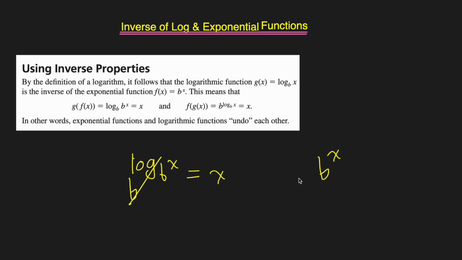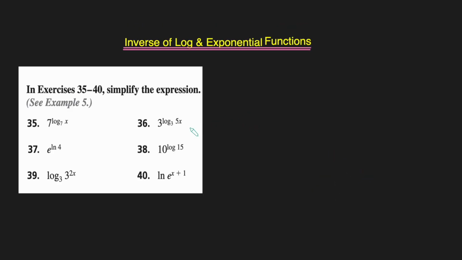On the other hand, if we have an exponential function, b to the x, and we need to undo the base, then what we do is just take the log to the same base, and that will equal x. Let's work on some examples.